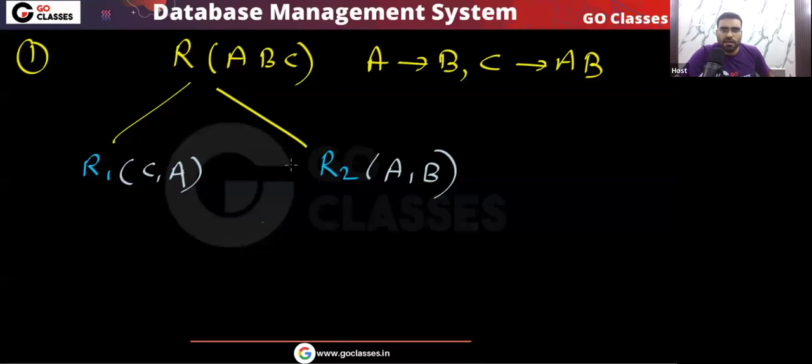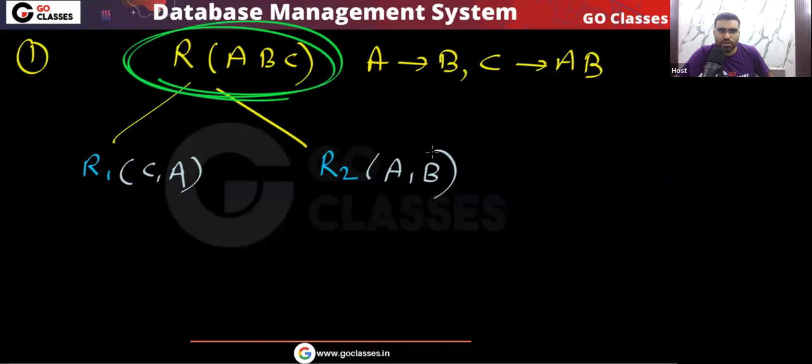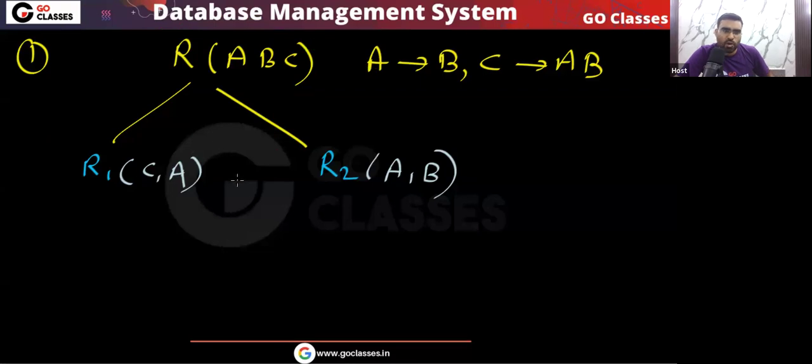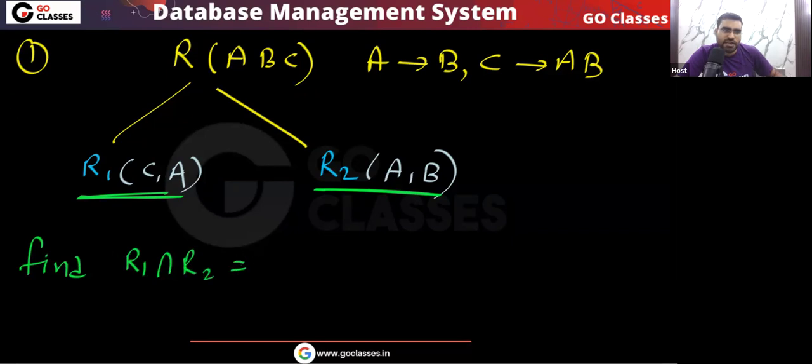This is a binary decomposition. You are decomposing the relation into two sub relations. In a binary decomposition, will this decomposition be lossless or lossy? How to check it? Very simple. Find the set of common attributes, that is R1 intersection R2. You can easily see that R1 intersection R2, the set of common attributes, is only A.